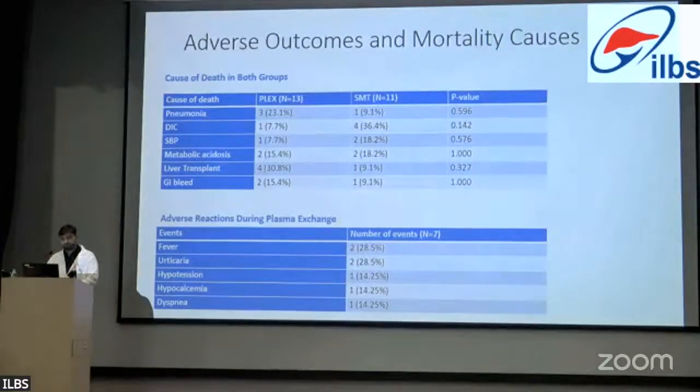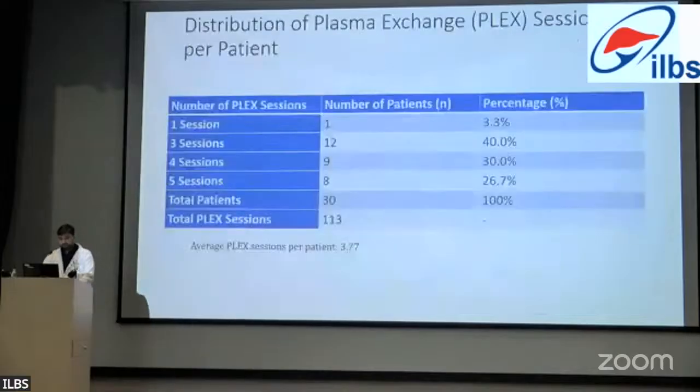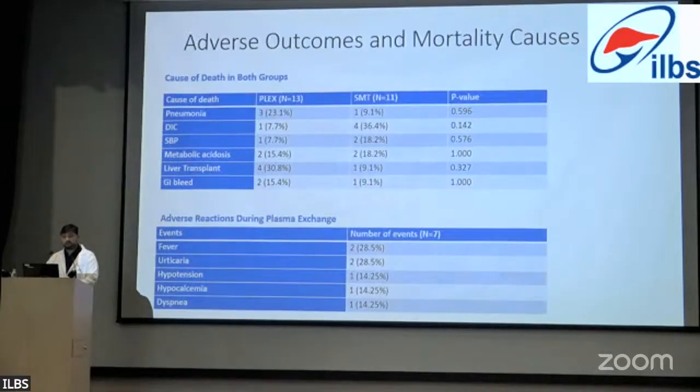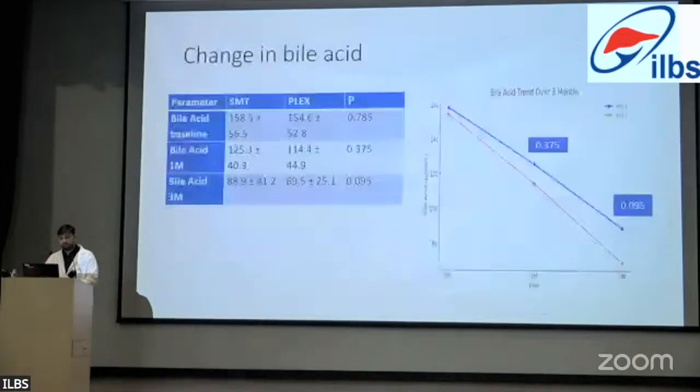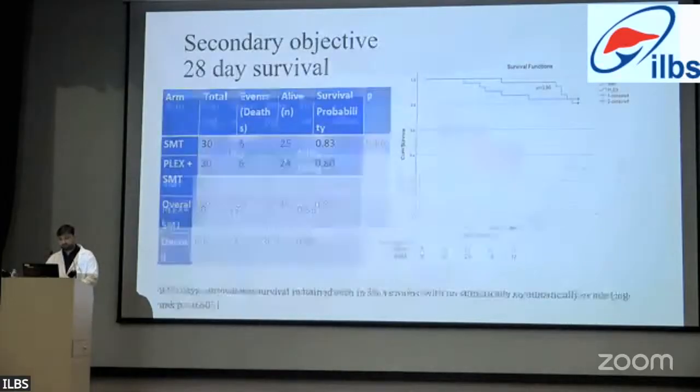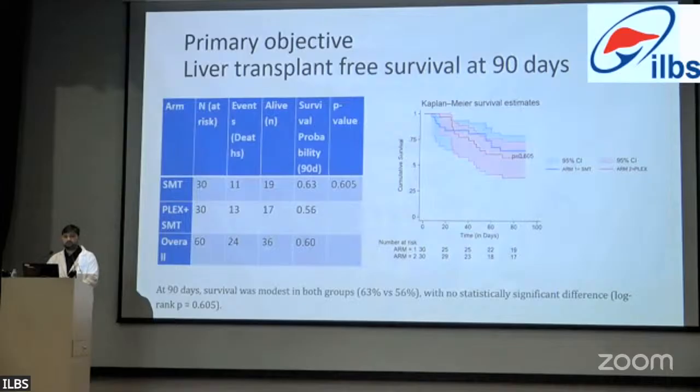Mortality is in how many days? Go back. How many days do the patients die? Sir, 1 patient in plasma exchange group. No, there is a Kaplan-Meier you are showing us. How many days do these patients die? So we have made the Kaplan-Meier here.